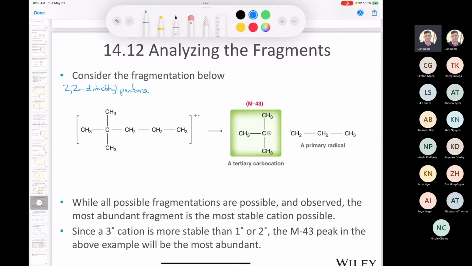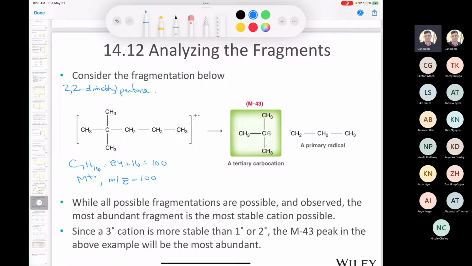2,2-dimethylpentane. And its molecular formula, it's got C5, 6, 7, so C7H16. So what might its molecular ion be? So we have 7 times 12, which gives us 84. So we take 84, we add 16 to that, and we end up with 100. And so our molecular ion should have a mass over charge of 100, which is an even number.